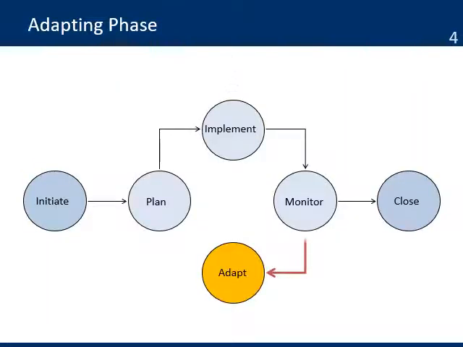The adapting phase receives information from the monitoring phase on deviations from the original plan. In the adapting phase, the team will analyze the deviations and problems, find the solutions, and get approval to change the plans and implement the solutions. The updated plans will be used in the implementation phase for the next cycle.